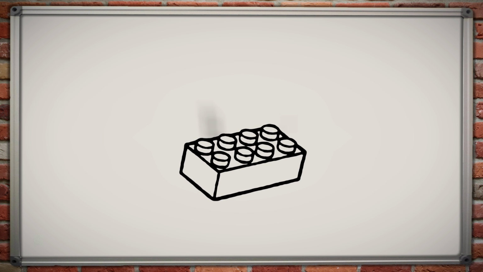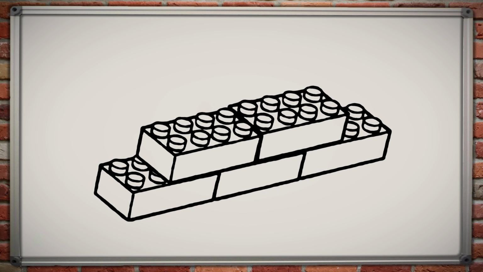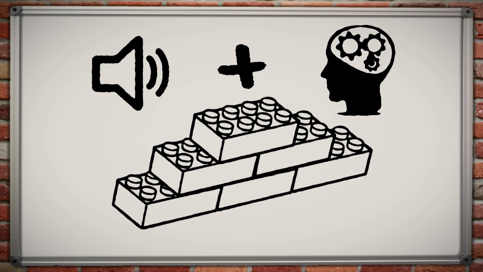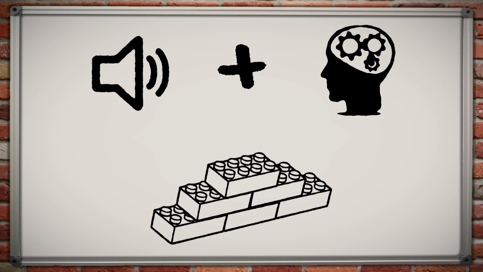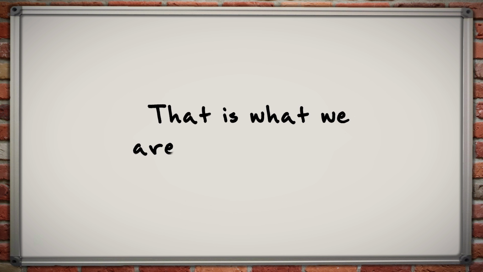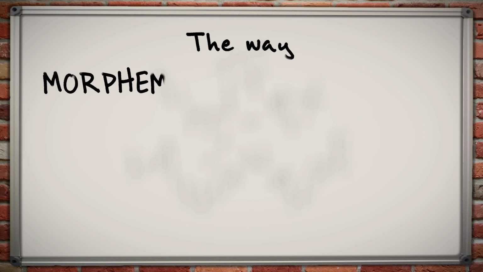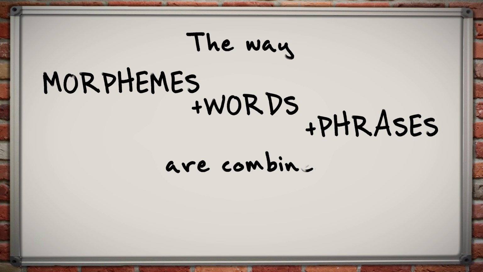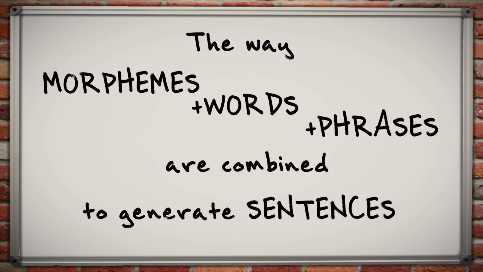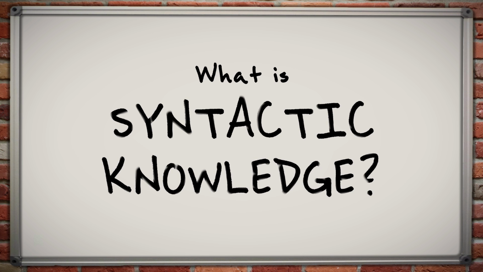But once you combine morphemes with each other to create complex forms with complex meanings, the relation between sound and meaning is no longer arbitrary. It is predictable from the morphemes and the way they're combined. That's what we're going to explore here, the syntax of a language, the way morphemes, words, and phrases are combined to generate sentences. There are several ingredients that we need to properly characterize our syntactic knowledge.